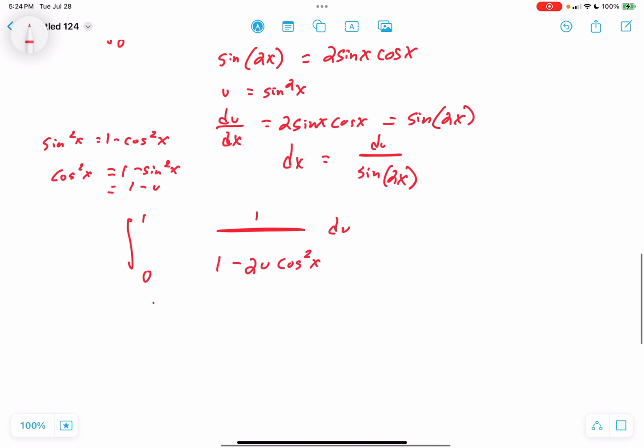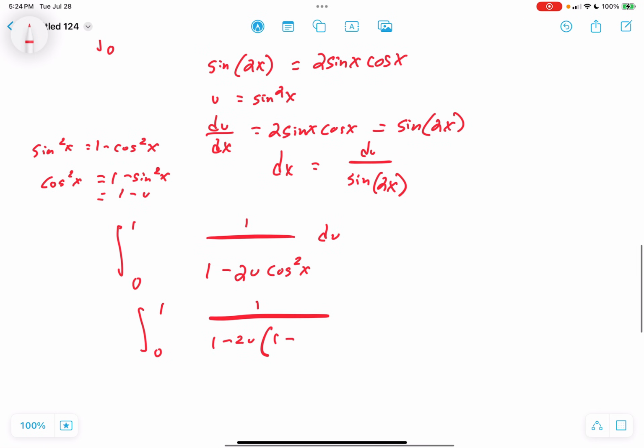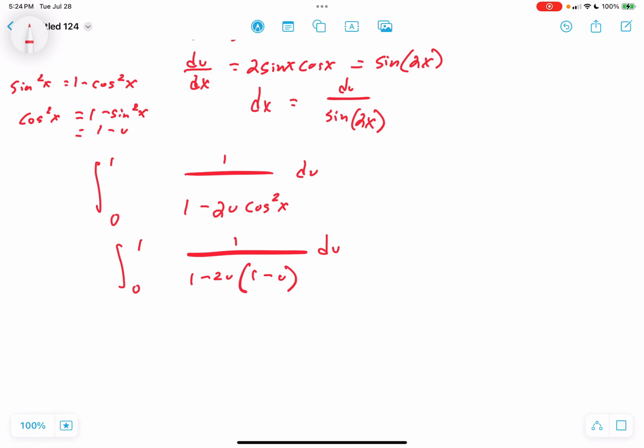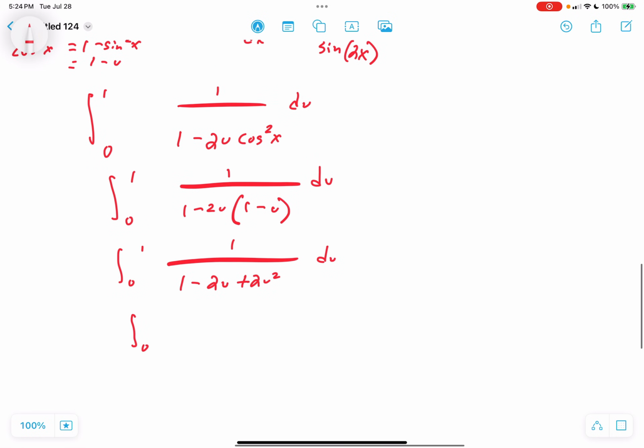So now I get the integral from 0 to 1 of 1 over 1 minus 2u times 1 minus u du. Now I can distribute, and I get the integral from 0 to 1 of 1 over 1 minus 2u plus 2u squared du. And now I'll write this in the common form that we usually see, 1 over 2u squared minus 2u plus 1 du.